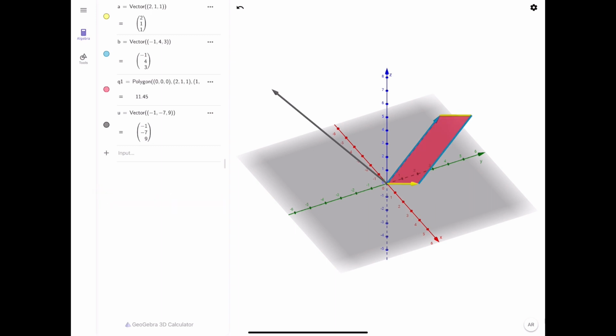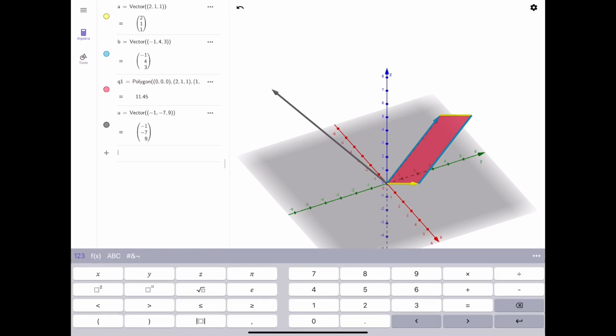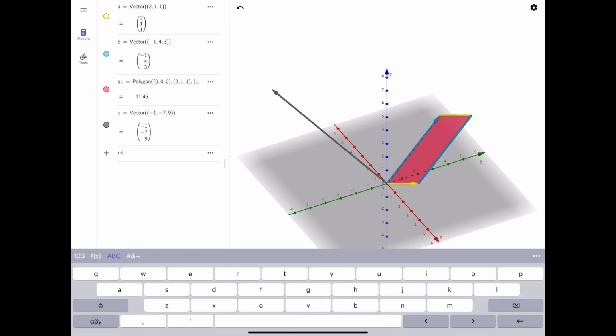Desmos can actually compute cross products for us. Watch this. If we type in cross, and then type in the two vectors, A and B, Desmos will automatically give us that vector that we just found, -1, -7, 9.